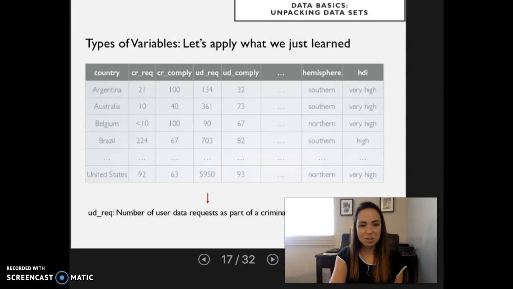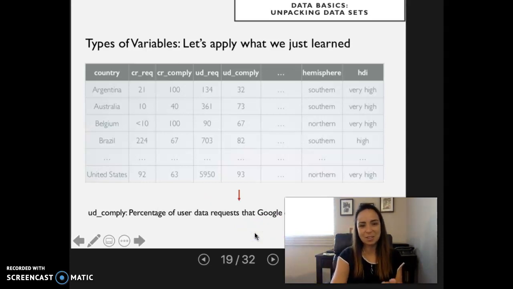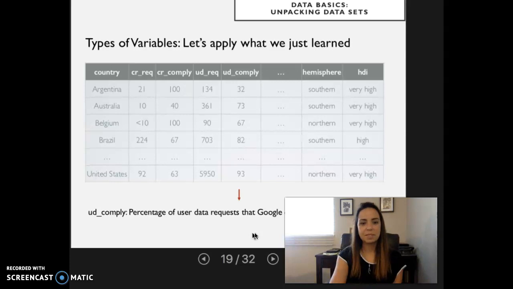Number of user data requests as part of a criminal investigation. That's again a count, so it is numerical discrete. Next one is again a percentage: percentage of user data requests that Google complied with. It's a percentage again, so if you're thinking numerical, continuous, you're right.